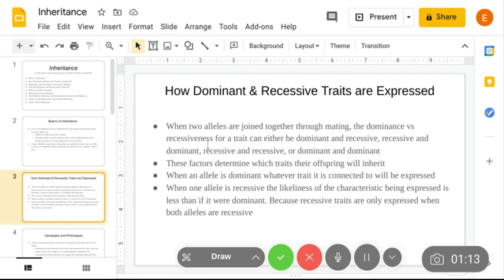When an allele is dominant, whatever trait it is connected to will be expressed. When one allele is recessive, the likeliness of the characteristic being expressed is less than if it were dominant, because the recessive traits are only expressed when both alleles are recessive.